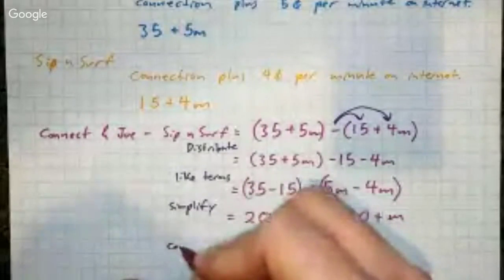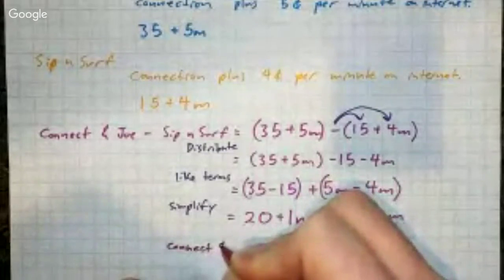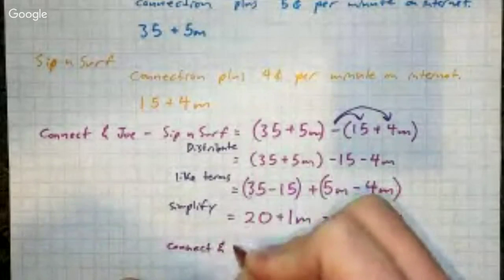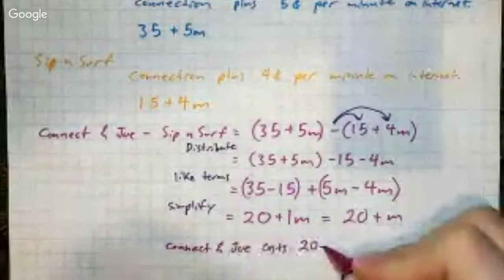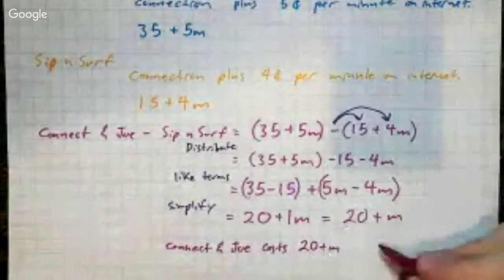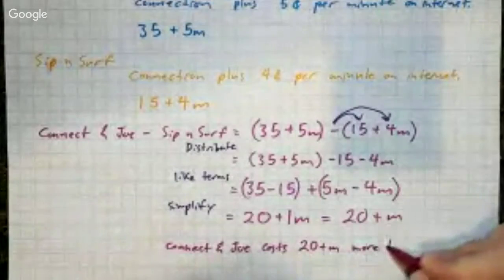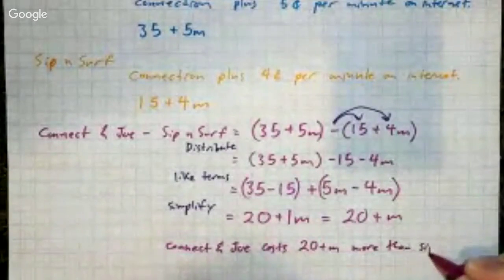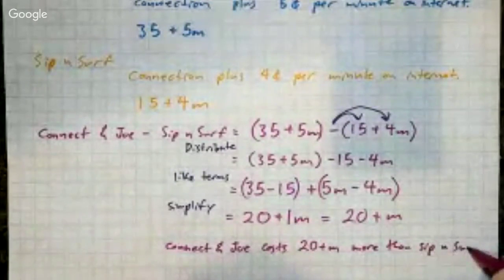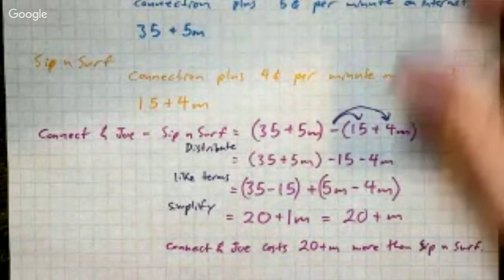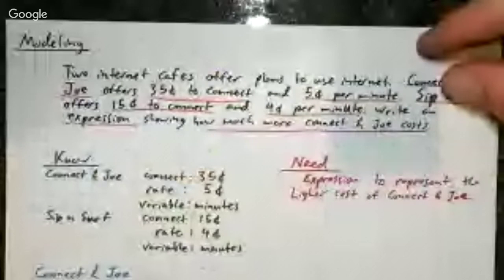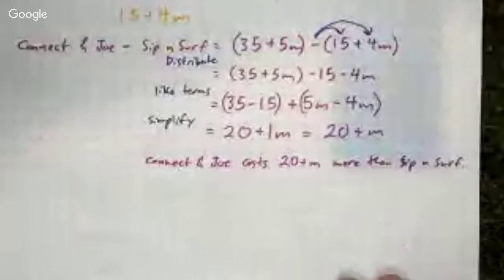So Connect and Joe costs 20 plus M more than Sip and Surf. And that would be our answer. But I know I'm right because I did all that work. Okay, that's going to be it for our modeling today.